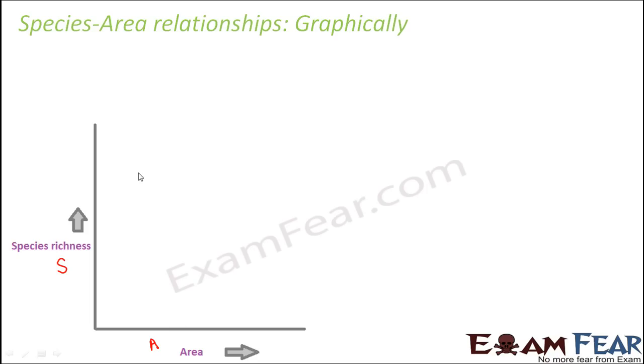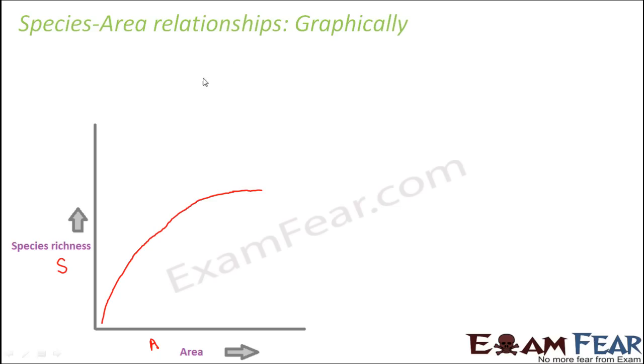Now what kind of a graph do we get? As I said, as area increases, so as the value of A increases, the value of S also increases, but this increase happens only up to a certain limit. So the graph which we get is somewhat like this. Initially as A increases, S also increases, but after a certain point it doesn't increase any further. This curve also tells us the exponential relationship between S and A, right?